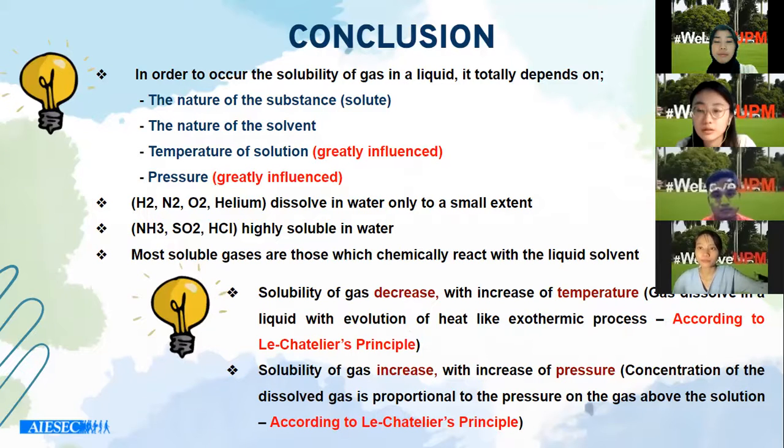The same goes for the pressure, where the solubility of gas increases if the pressure increases. This is because the concentration of the dissolved gas is proportional to the pressure of the gas above the solution. Gases such as hydrogen, nitrogen, oxygen, and helium dissolve in water only to a small extent. However, the three gases ammonia, sulfur dioxide, and hydrogen chloride are very highly soluble in water. This is because most soluble gases are those which chemically react with the liquid solvent. So this is our part for the conclusion.